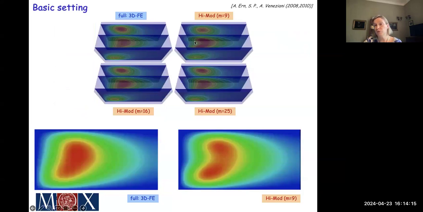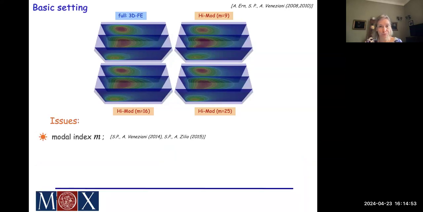And then you have a comparison with the hi-mod approximation when you gradually increase the number m of modal basis functions. Below you have a zoom in correspondence with the middle section, and we can recognize that the hi-mod approximation on the right becomes closer and closer to the full solution as we gradually increase the number of modes. For instance, for m equal to 25, the correspondence between full and reduced solution is very good.